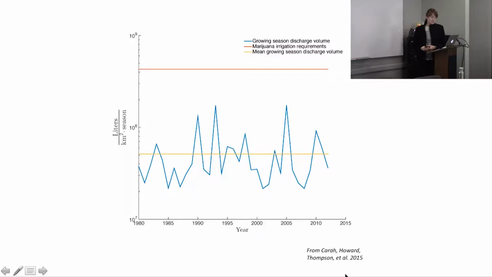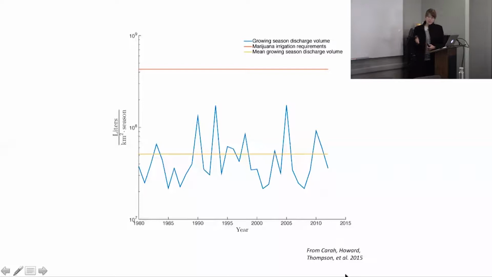But as we saw in that Butsic study, growing often is taking place in really remote forested watersheds in areas where water's not plentiful in the summer. We live in a Mediterranean climate, and because of its kind of quasi-legal status, a lot of the places that it's being grown are in these remote watersheds that don't have a lot of other development. And depending on the density of cultivation, this could have significant impacts.